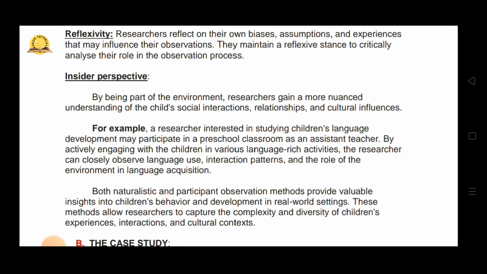So here it says both naturalistic and participant observation methods provide valuable insights into children's behavior and development in real-world settings. These methods allow researchers to capture the complexity and diversity of children's experiences and interactions. All right, so this is the conclusion: both the naturalistic method as well as the participant observation method play a vital role in studying a child's behavior and overall development. The children have different experiences, right? In family they have different experiences, in school they have different experiences, and with their friends they have different experiences.